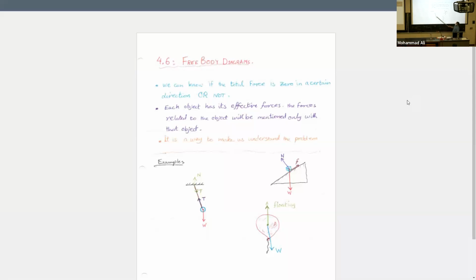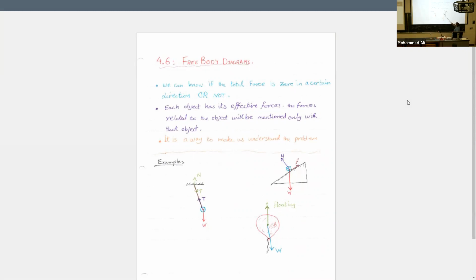For the pendulum, we have the weight downward, and we have the tension toward the thread or the string. Between the string and the ceiling or the suspension point, we have a tension force also, and the normal force. This is a balloon. We have a weight downward and the floating force upward. Which one is bigger? Then the body will accelerate in that direction.